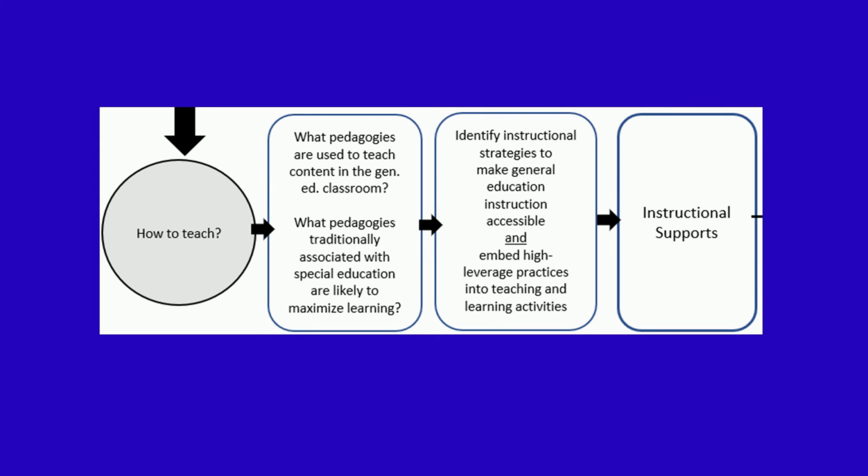The second overarching question is how to teach, to offer the student the best opportunity to achieve the prioritized goals that were identified in the first phase of the SSPP. The critical questions are: what pedagogies are used to teach content in the general education setting, and what pedagogies traditionally associated with special education are likely to maximize learning? The outcome of the second phase of the SSPP will be the identification of instructional supports, the second major category of student supports.